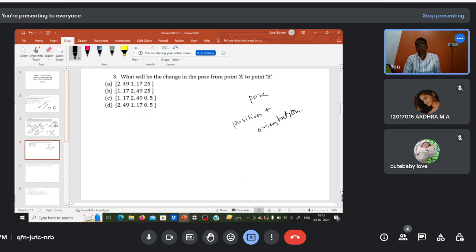Okay, so we want to tell both, but here it seems the options which are given, it's only the position that they are asking. Okay, so let us try to do this. So first of all, we need to find delta theta. How much the orientation has changed between the 2 points, and how do we find it? Can anyone tell the formula for delta theta? Change in orientation.